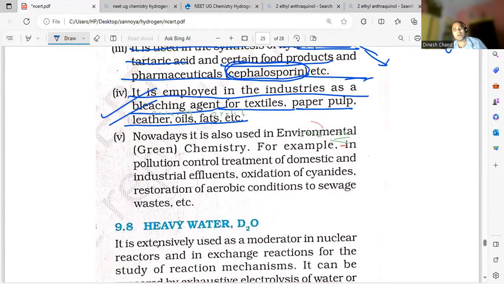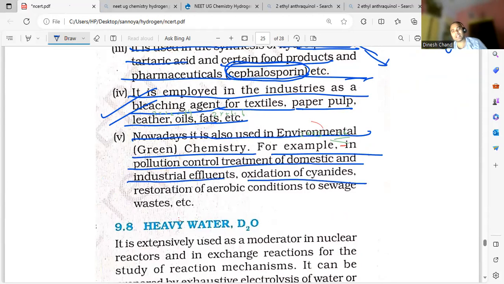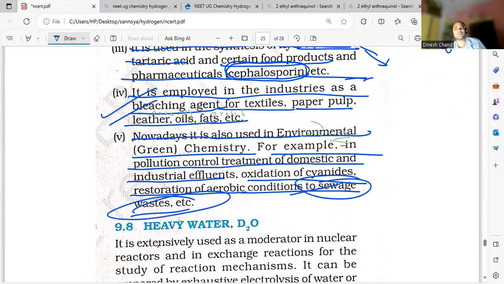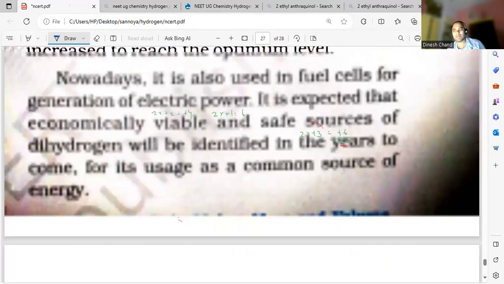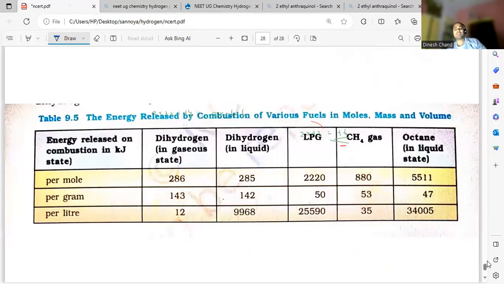Last one, nowadays it is also used in environmental green chemistry, for example in pollution control, treatment of domestic and industrial effluent, oxidation of cyanides, and restoration of aerobic conditions in sewage waste. So H2O2 is also used in sewage treatment. Tomorrow we will study heavy water, and after that this chapter will be over. After this chapter, what are you going to study? Let me know that also.